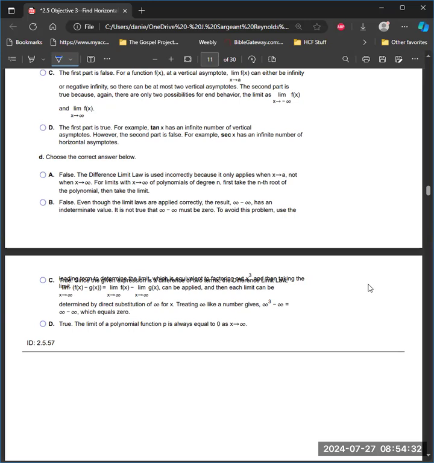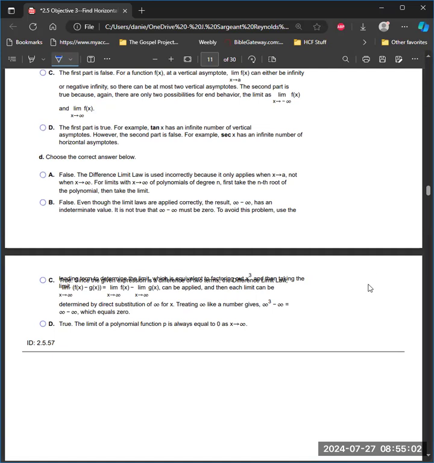So the answer for D is that this is false, even though the limit laws are applied correctly. The result of infinity minus infinity has an indeterminate value. We'll talk much more about indeterminate values later. It is not true that infinity minus infinity must be 0. To avoid this problem, use the leading term to determine the limit, which is equivalent to factoring out x cubed and then taking the limit.